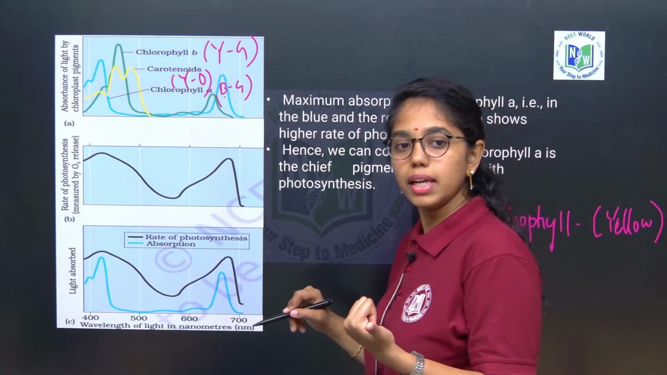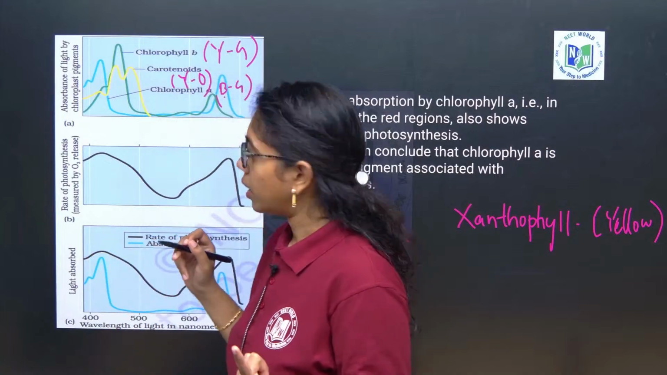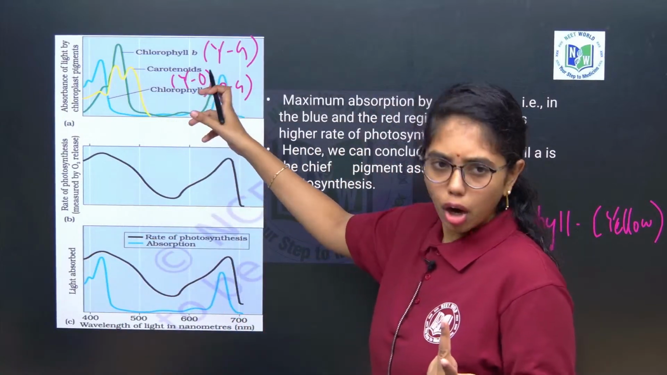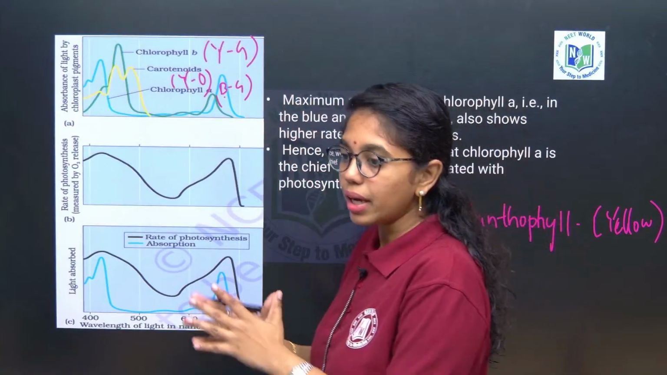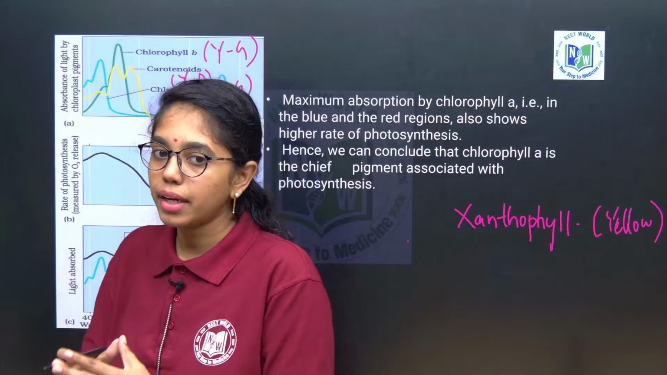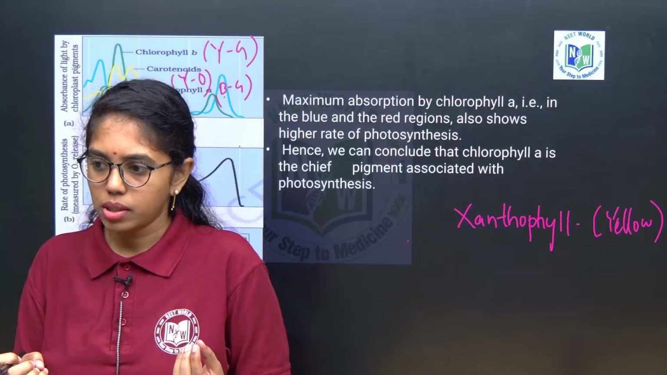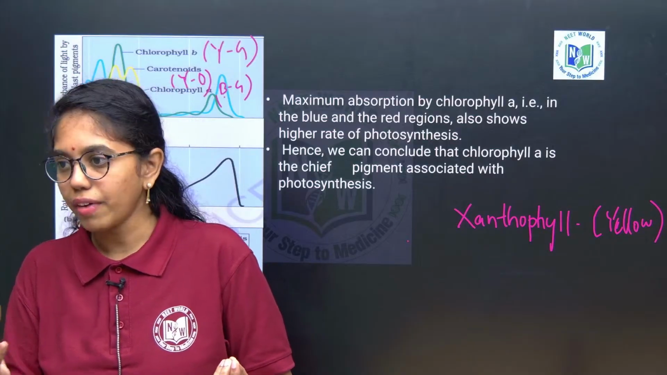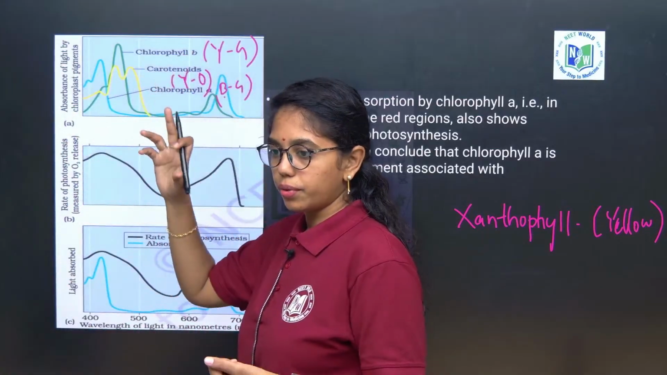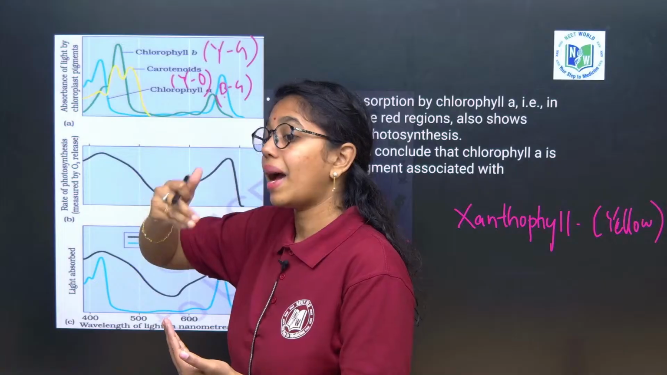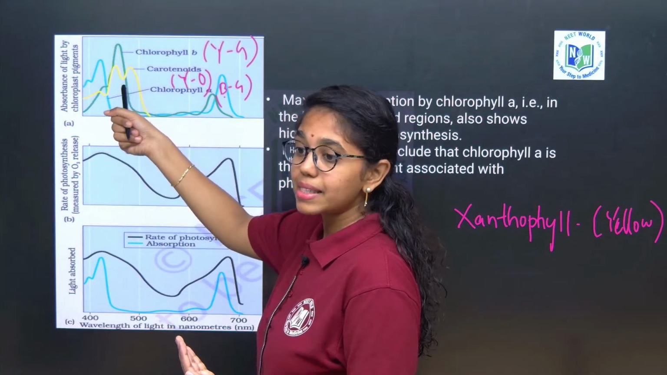Chlorophyll A is of what color? Blue green. Chlorophyll B? Yellow green. Carotenoids? Yellow to orange. Xanthophyll? Orange. Remember, the accessory or antenna pigments absorb light at different wavelengths, like 400 nanometers to 500 nanometers, carotenoids and xanthophylls. Chlorophyll B is also like that only, it is not the core pigment, it does not absorb the maximum wavelength. Chlorophyll A is absorbing maximum light.